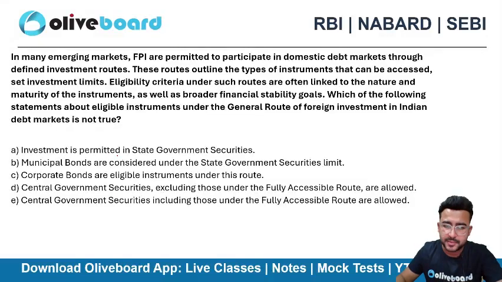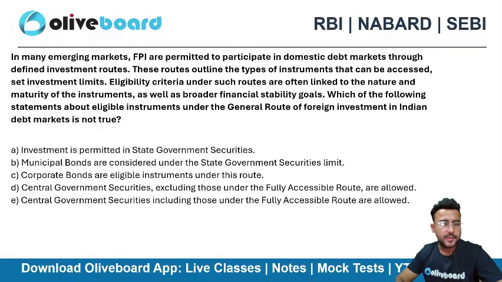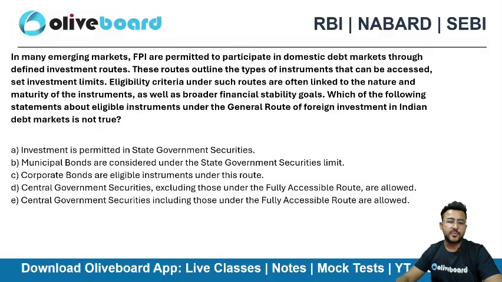Option A, investment is permitted in the state government securities. Municipal bonds are considered under the state government security limits. Corporate bonds are eligible instruments under these routes. Central government securities excluding those under the fully accessible routes are allowed. Central government securities including those under the fully accessible routes are allowed here. So which of the following statements is not true, is false?